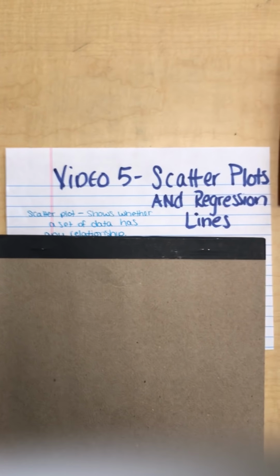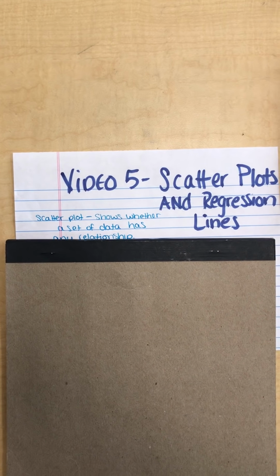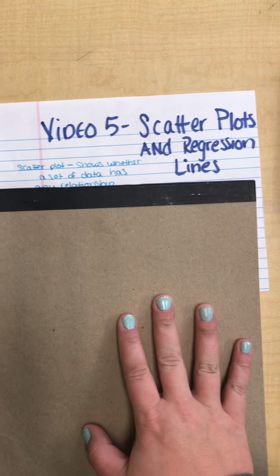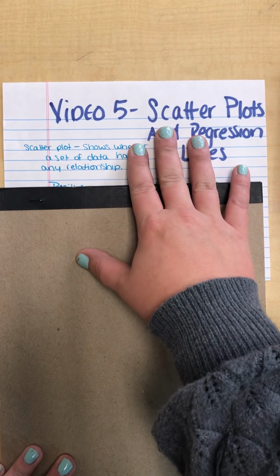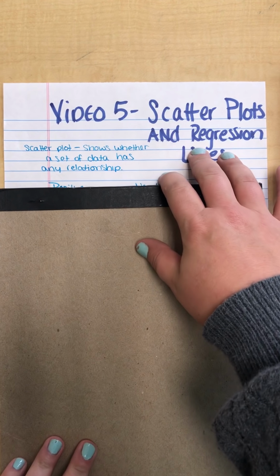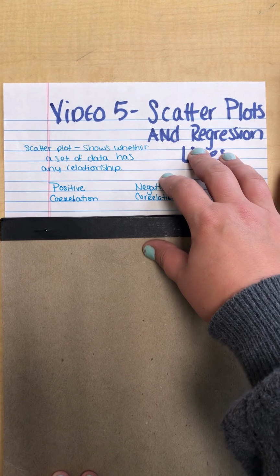We're going to be talking about some scatter plots and regression lines today. So here we go. Let's go ahead and get started. Get this lined up here. Okay, so scatter plots and regression lines. Scatter plots basically are going to show whether a set of data has any sort of relationship. I know you guys have seen scatter plots before. I know you guys have dealt with them, so here we go.